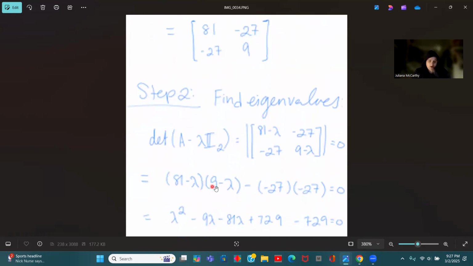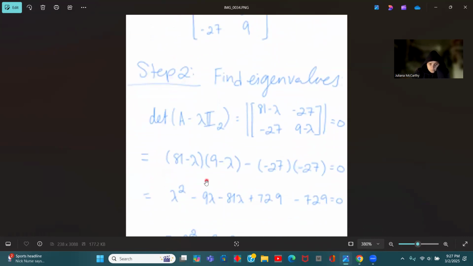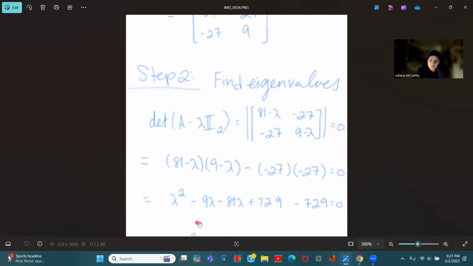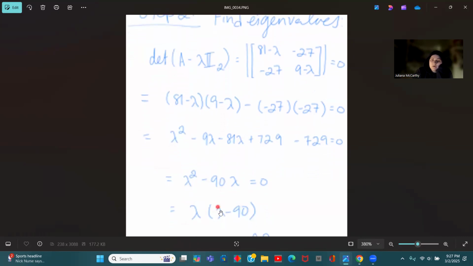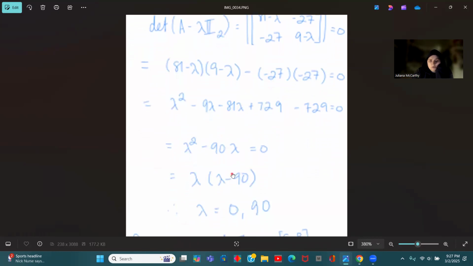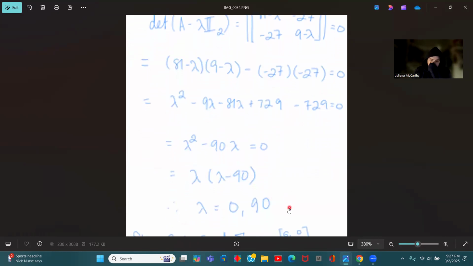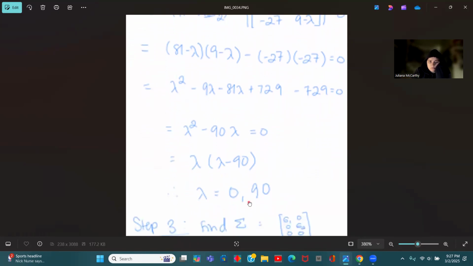When we multiply everything out, we get this: lambda squared minus 9 lambda minus 81 lambda plus 729 minus 729. And those 729s will cancel out. And putting these two together, we get lambda squared minus 90 lambda equals 0. Pulling out a lambda, we get lambda times lambda minus 90 equals 0. And so our eigenvalues are 0 and 90.